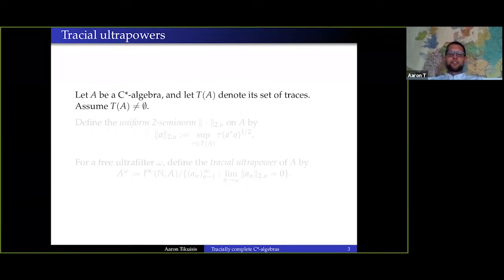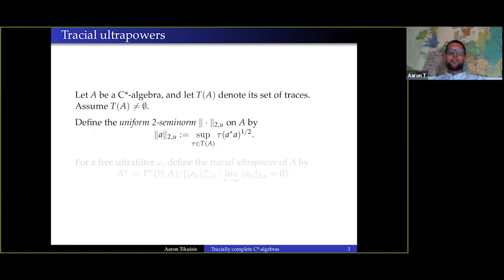So we're going to start with a C-star algebra, and throughout we'll use T(A) to denote the set of traces, by which I mean tracial states. And for all of this, we want finite C-star algebras, and on top of that, we want C-star algebras that have traces. So we assume pretty much throughout that the trace space of the C-star algebras we're dealing with is going to be non-empty.